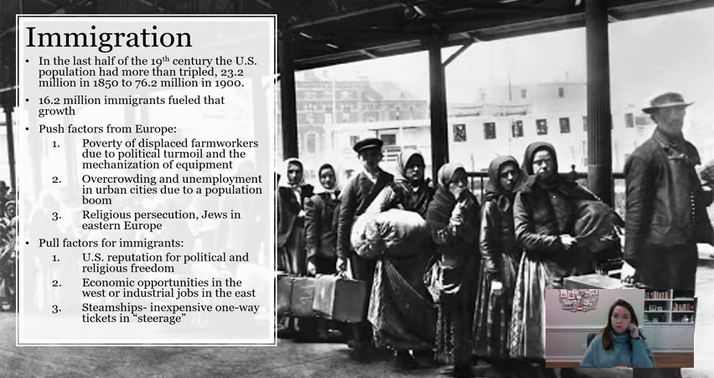So if you are an Italian that is struggling financially at this point in time, and you know that you want to immigrate somewhere, what makes you choose the United States versus the United Kingdom? And so a pull factor is this reputation for political and religious freedom. The economic opportunities associated with the American dream that exists around the world by this point in time.